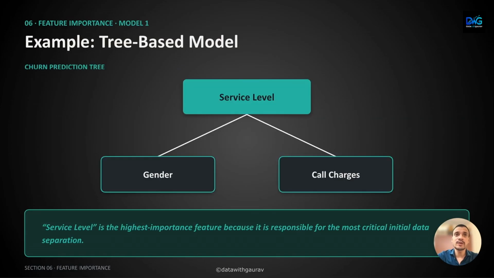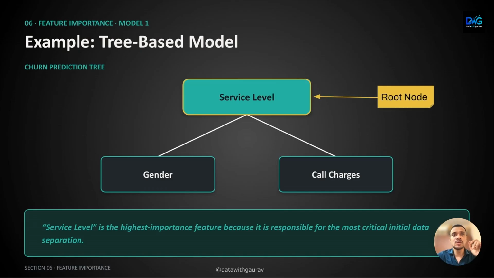Now let's see how feature importance works in a tree-based model. Imagine we are building a model to predict customer churn. The decision tree always begins with a root node, which represents the very first question the model asks to separate the data. In this example, notice that the root node is service level. Why was this feature chosen first? Because among all the available features, service level provides the best initial split of the data. It separates customers into groups that are most different in terms of their likelihood of churning.